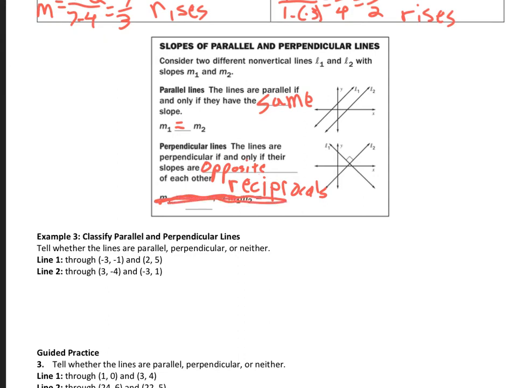As far as an example for opposite reciprocals, think about if I had a line with the slope 3 over 4. The opposite reciprocal of 3 over 4 would be negative 4 over 3. The opposite reciprocal of negative 5 would be positive 1 over 5. So those are opposite reciprocals of each other. Opposite signs, and then the fraction is flipped. The numerator and the denominator are swapped.